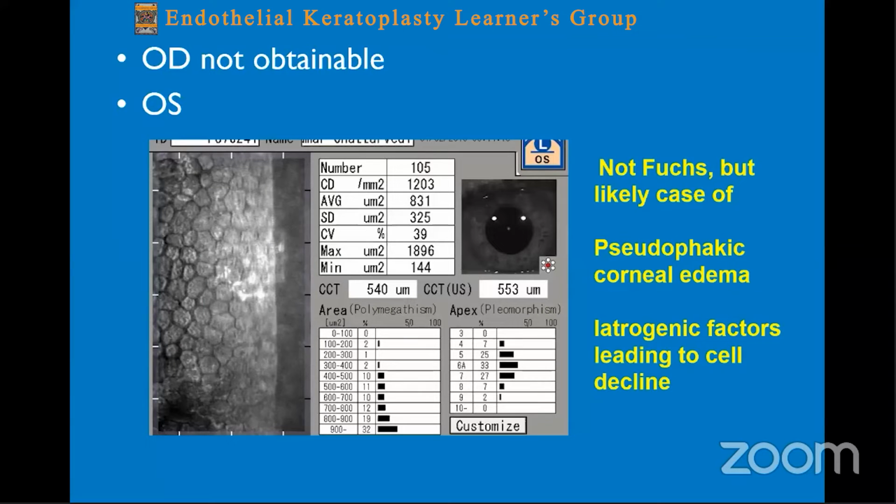There's an increased pleomorphism and there's an increased cell area. Now, this is not Fuchs because we don't see guttae, which are a hallmark feature of Fuchs endothelial dystrophy. This is a clear-cut case of pseudophakic corneal edema. Probably the iatrogenic factors have led to a more rapid cell decline and contributed to corneal edema in the right eye.